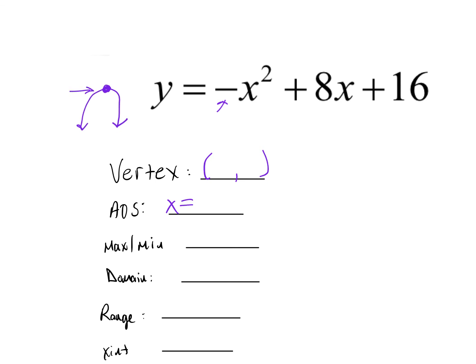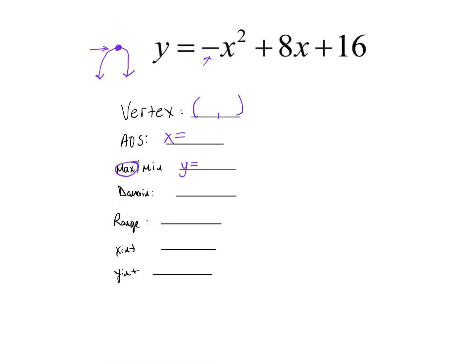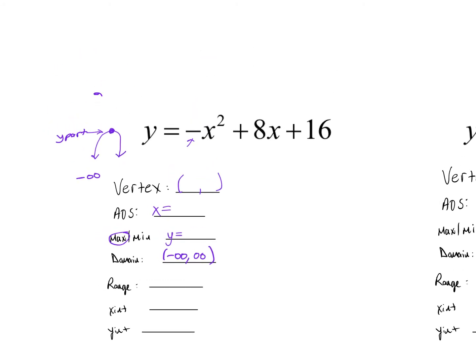Is that the maximum or the minimum? Maximum. It's the highest it's going to go, and I know it's going to be at the y part of the vertex. What is the domain for all of these parabolas? Negative infinity to positive infinity. Since this is a negative parabola, does the range exist from negative infinity to the y part of your vertex, or is it from the y part of your vertex up to infinity?